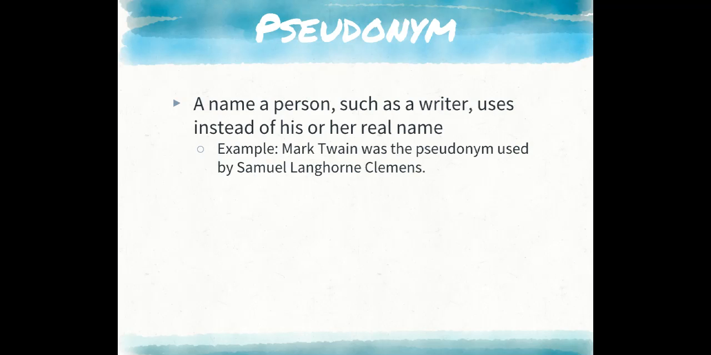So an example is J.K. Rowling, who wrote the Harry Potter series. J.K. Rowling is her pseudonym. Her real name is Joanne Murray. So on your homework, write what the pseudonym you would use. Write the pseudonym that you would use if you were an author or a pseudonym that you would like to use.